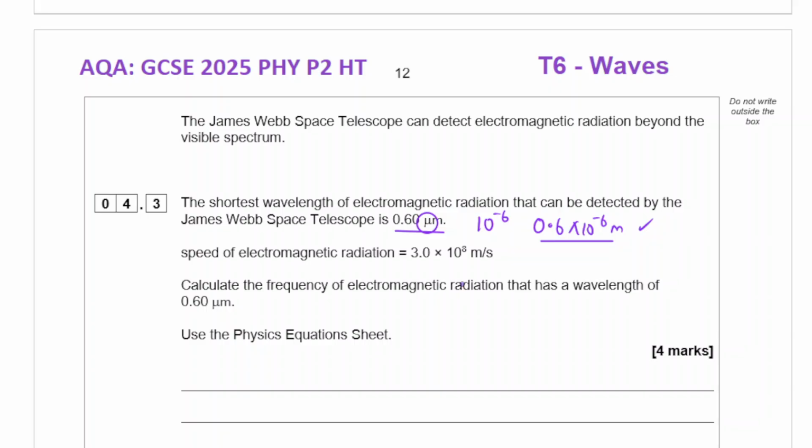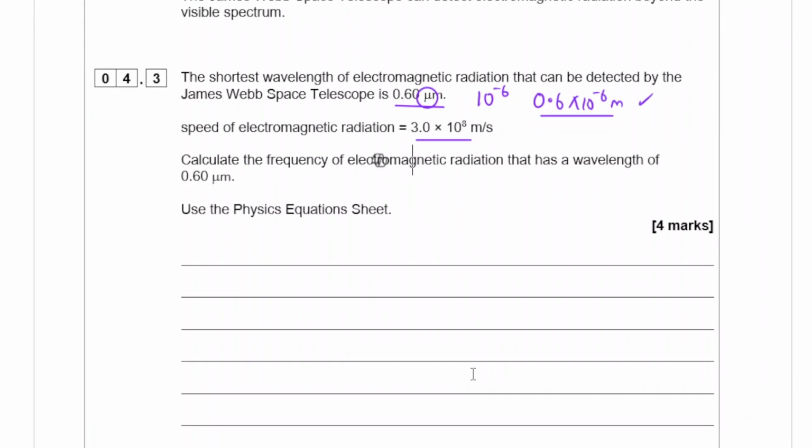The speed of electromagnetic wave is 3 times 10 to the power 8, which is the speed of light. Calculate the frequency of the electromagnetic radiation that has a wavelength of 0.6 μm. Use the physics equation sheet. So speed of the wave is equal to the frequency multiplied by the wavelength. So speed is 3 times 10 to the power 8 equals the frequency multiplied by 0.6 times 10 to the power minus 6.